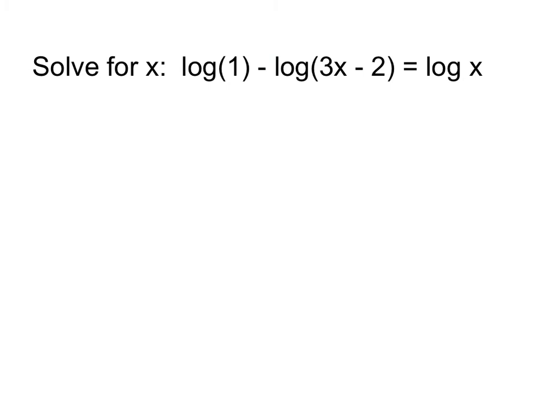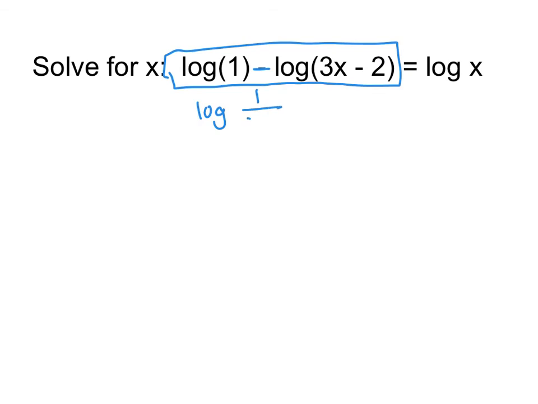Okay, this one's trickier because there's not just one log or two logs. There are 3 logs. If you ever have more than 2 logs, you have to condense. So we are going to take a look on this side right here where we have the multiple logs, and we're going to condense them down into 1. This is where 3.3 comes into play. So we have subtraction, and subtraction means division. So we are going to take the log, the 1 goes on the top, and the 3x minus 2 goes on the bottom. Notice I condensed this from 2 logs into 1 log.